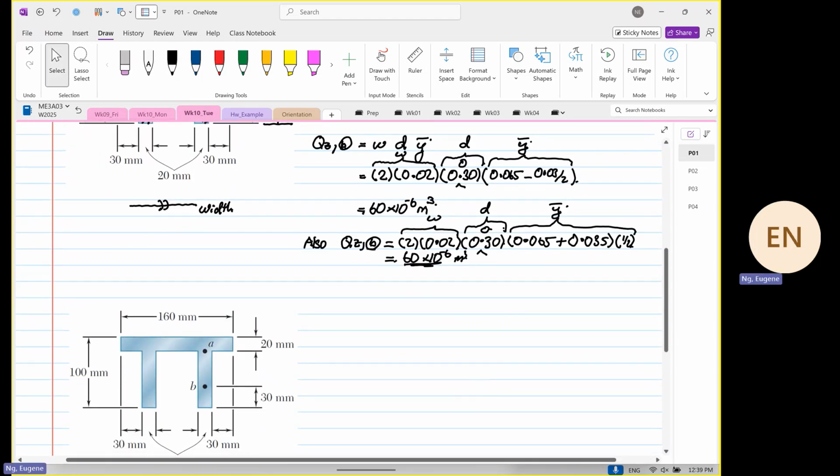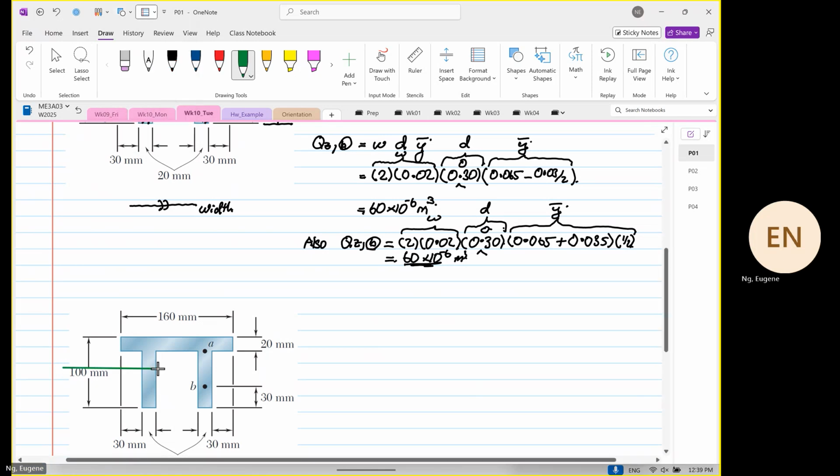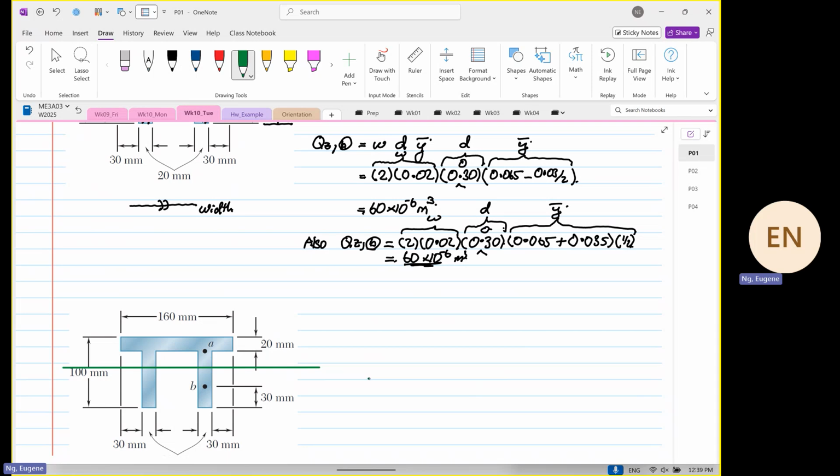Now, what if you don't want to apply the rules, and you want to consider this entire area? You still have to partition it. What if you want to consider this entire area? Okay. You can do that.